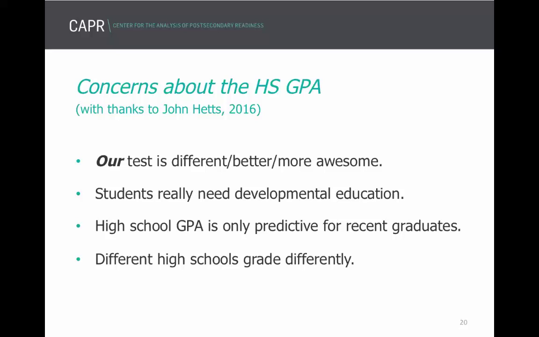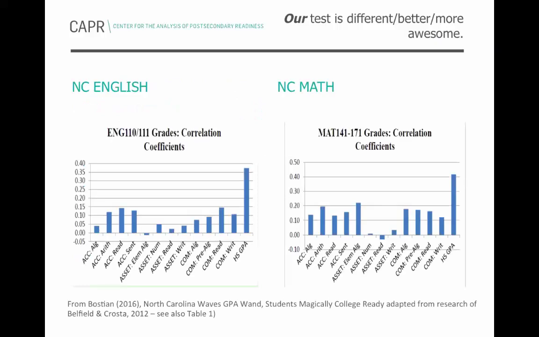And then one that comes up a lot is the question about whether different high schools grade differently or are overall better quality, whether some high schools provide a better education than others, and therefore should be treated differently. So this is a slide that comes from North Carolina, from Brad Boston, who's also done a lot of good work in North Carolina. It was done in collaboration with some of my colleagues, Belfield and Crosta, and they looked across different tests that were being used in different North Carolina colleges at the time of the research. So I think that was around 2011.